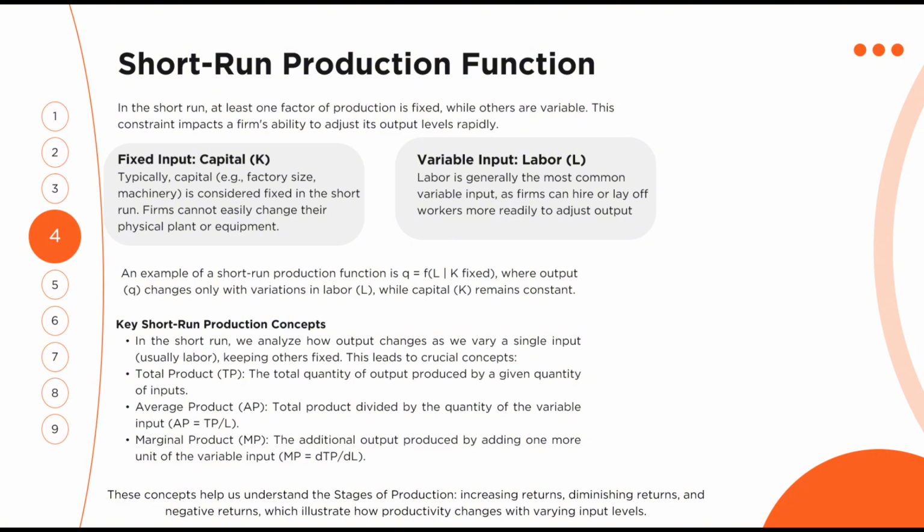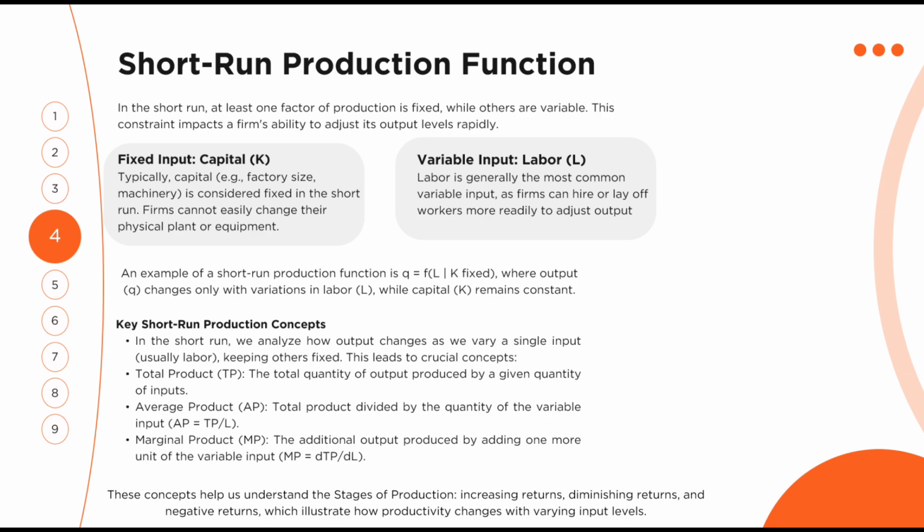Now, let's move to the key concepts of production. First, we have total product. Total product is the amount of output produced by a given quantity of inputs. As we increase labor, TP generally increases, though not always at the same rate. Second, average product. Average product is the output per unit of labor. It is calculated by dividing total product by labor, that is AP = TP / L. Third, marginal product. Marginal product refers to the additional output produced by adding one more unit of labor. It is calculated as the change in total product divided by the change in labor.